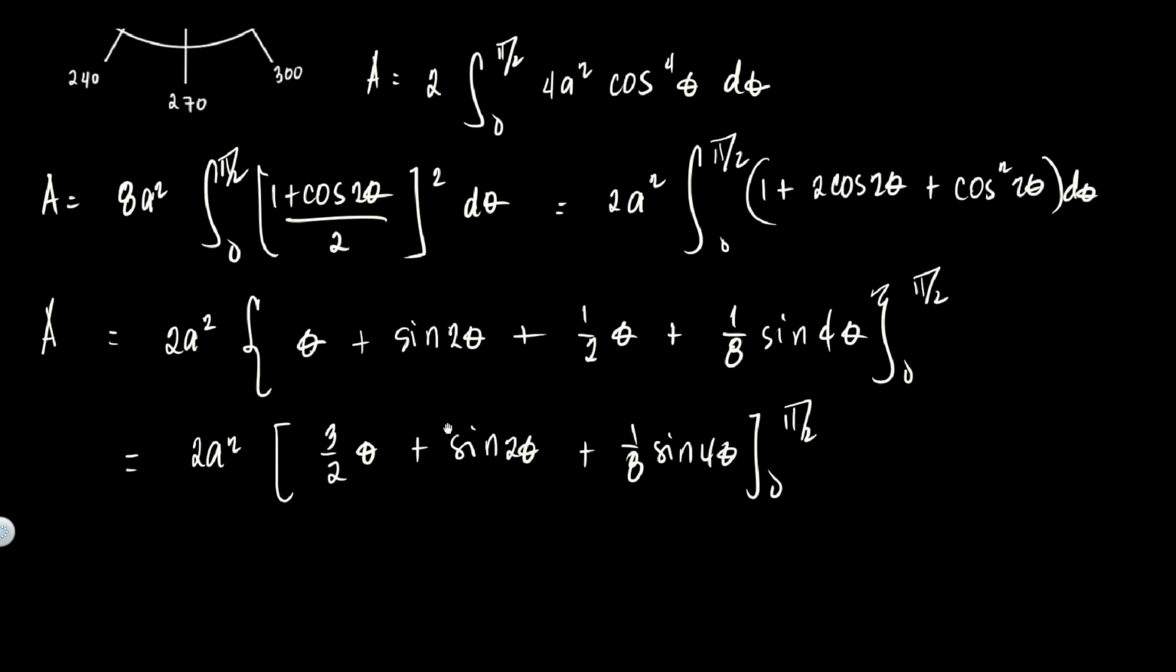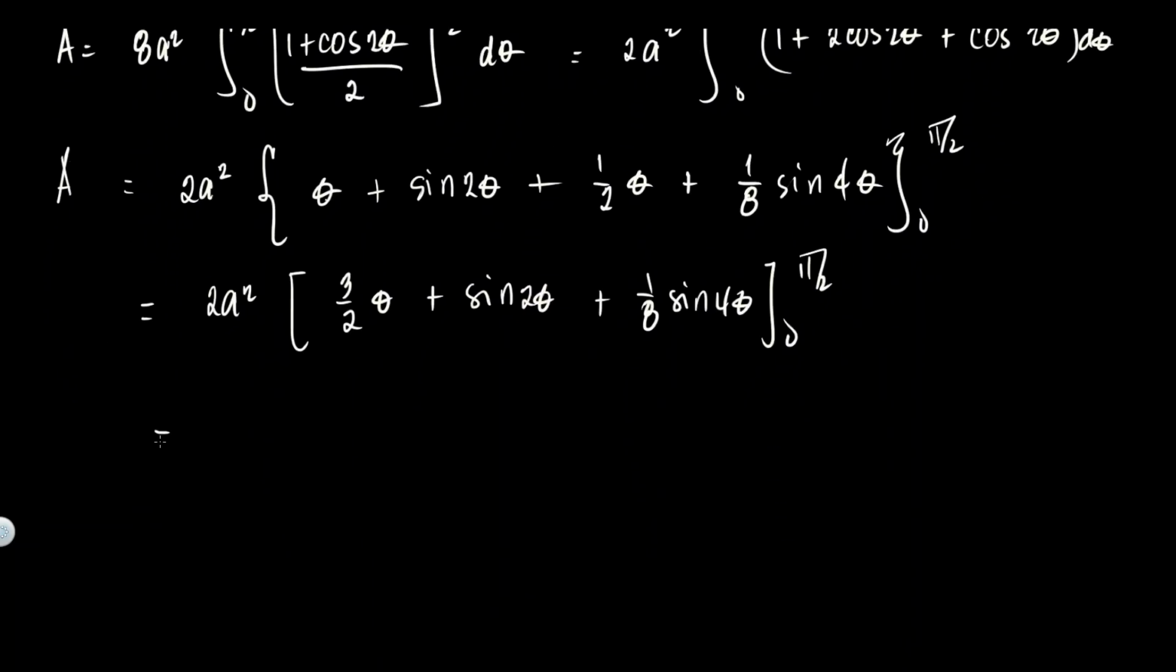Okay. Now, substitute the upper limit. So, we have 2a squared times 3/2 times pi over 2. Then, what is sine 2 times pi over 2 or sine pi? So, plus 0. Ito naman, 1/8 sine 4 times pi over 2 or sine 2 pi. Sine 360, 0. So, 0 din. Minus the lower limit. So, 0, sine 0, 0 na rin. So, ditong sine 4 times 0 is 0. Times 1/8. So, 0 na rin yan. Okay, 0. So, ano natira?